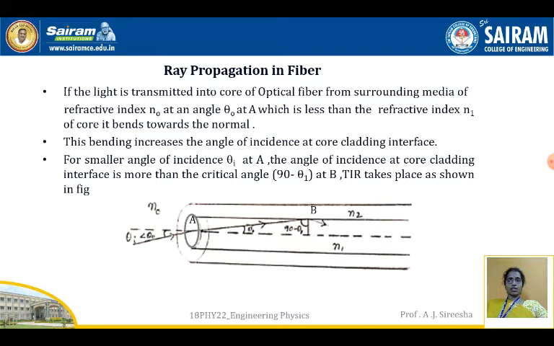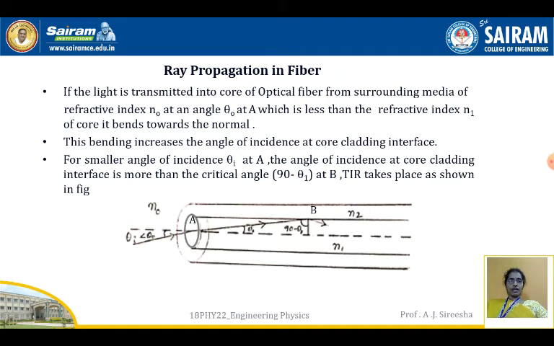at an angle theta naught at a point A, which is less than the refractive index n1 of the core, it bends towards the normal. This bending increases the angle of incidence at the core and cladding interface. For a smaller angle of incidence theta I at A, the angle of incidence at the core and cladding interface is more than the critical angle, that is 90 minus theta 1. At B, total internal reflection takes place as shown in the figure.